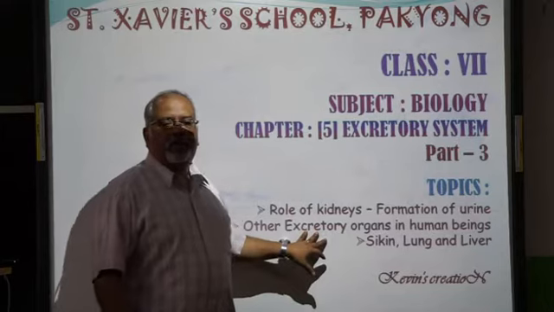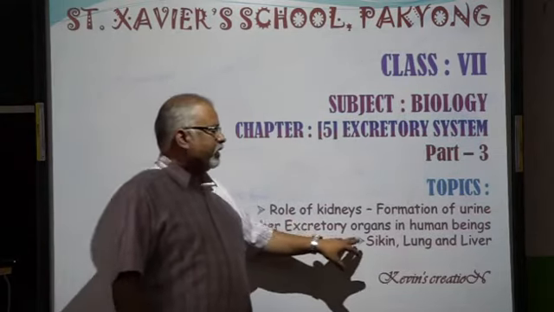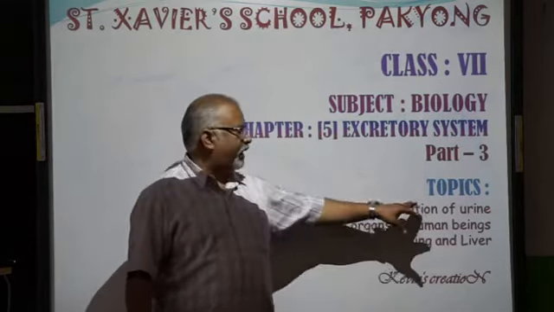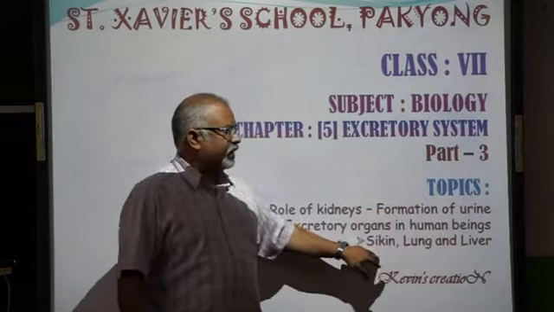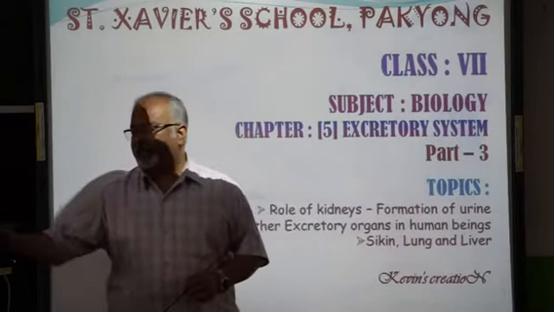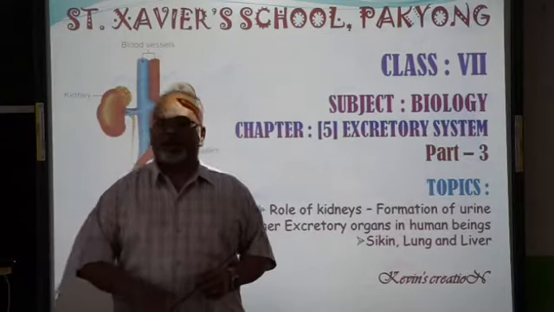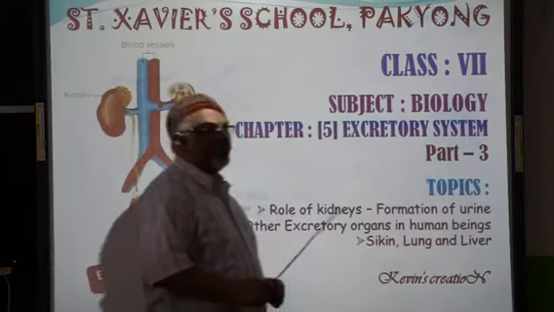Then we also will be talking about some other excretory organs in human beings other than kidneys, that is skin, lung and liver. And this already we have done in the previous classes.